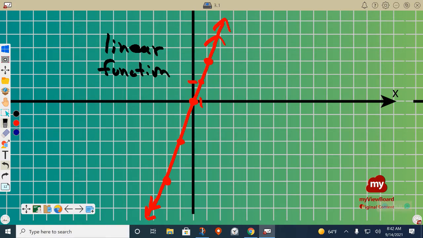Why do you suppose we call it linear? Right, the word linear has the word line in it. It's right there, the word line. They create lines. Okay? So far so good.